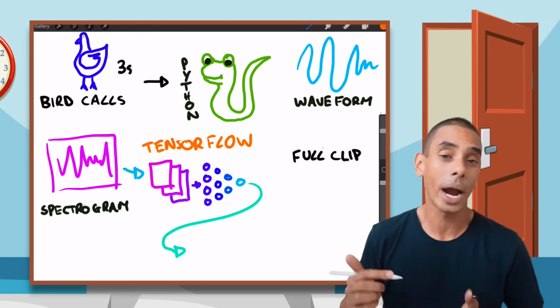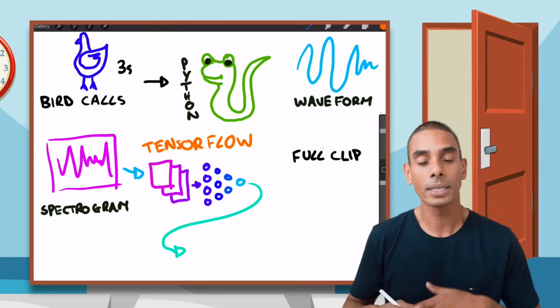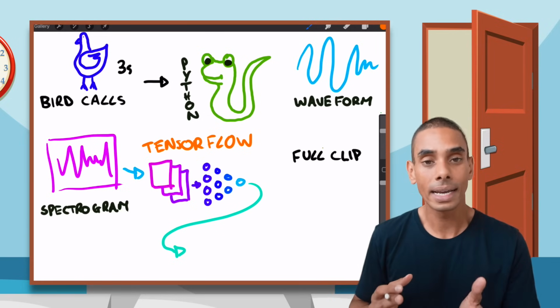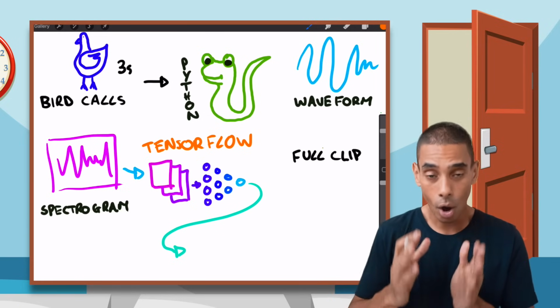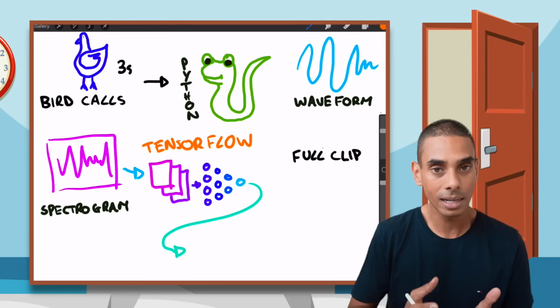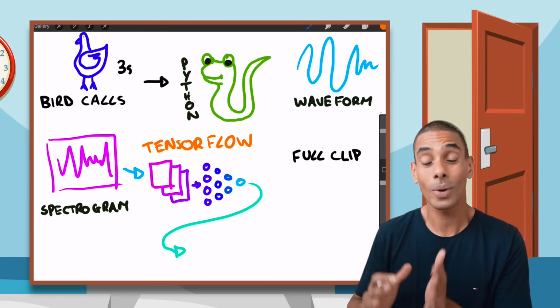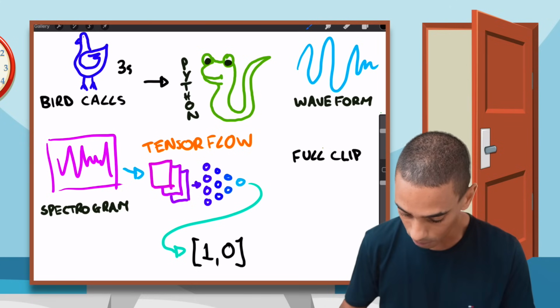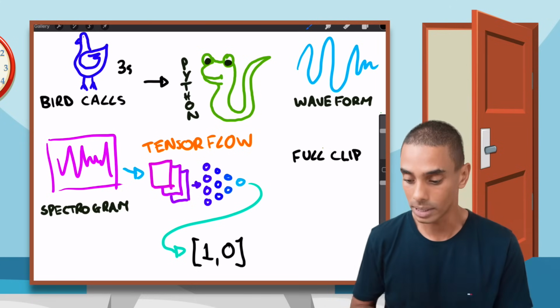The output that we're going to get from that neural network is just going to be a binary outcome, so a 1 or a 0. That 1 is going to represent whether or not we've heard a capuchin bird within that particular clip. The 0 is going to represent the fact that we haven't. So the output of our neural network is going to be either a 1 or a 0.